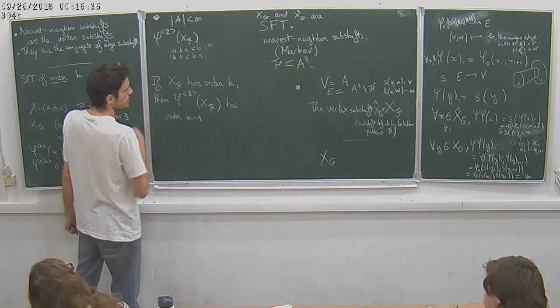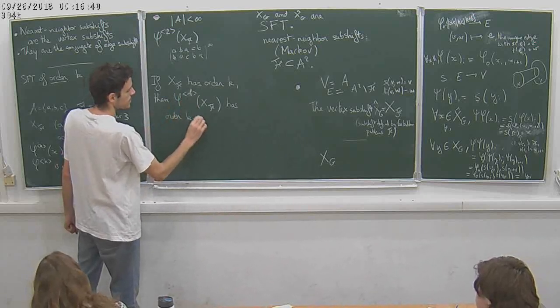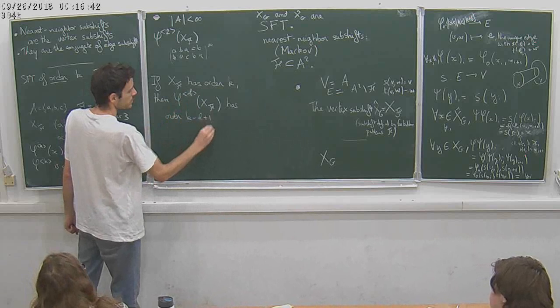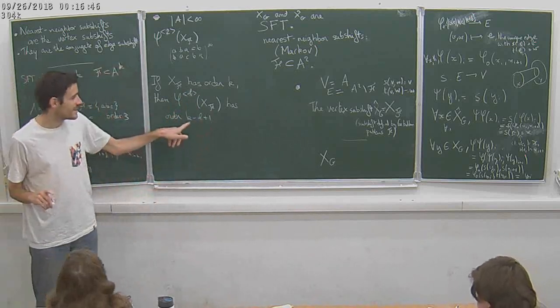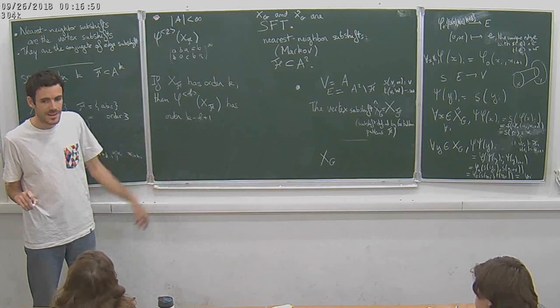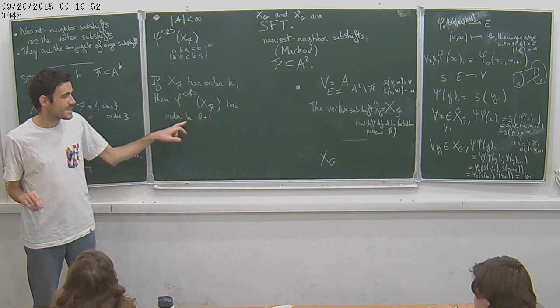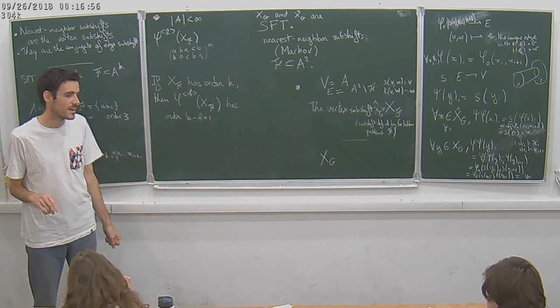Maybe we can do this. Otherwise it's L, maybe L plus 1. But we have to be careful. If L is bigger than K, what happens? 0. But can it have order 0? It's still 1.